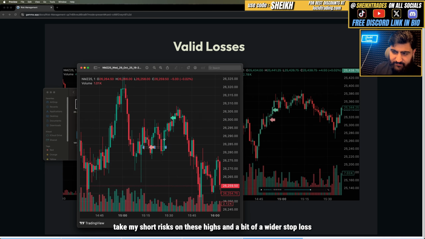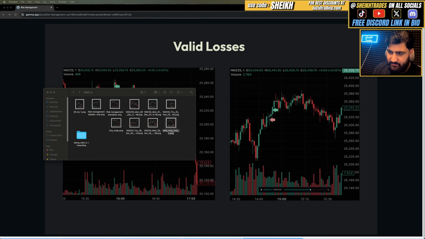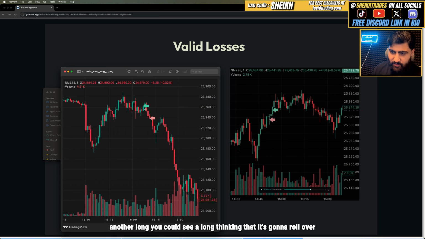Another example here, take my short, risking on these highs and a bit of a wider stop loss, but I just stuck to the stop loss. I ate the L and went on to the next trade. Another long, you could see a long thinking that's going to roll over, and you could see I risked the low of day and I just eat the stop loss. And it kind of shows that I'm consistently taking my L's without fighting it.